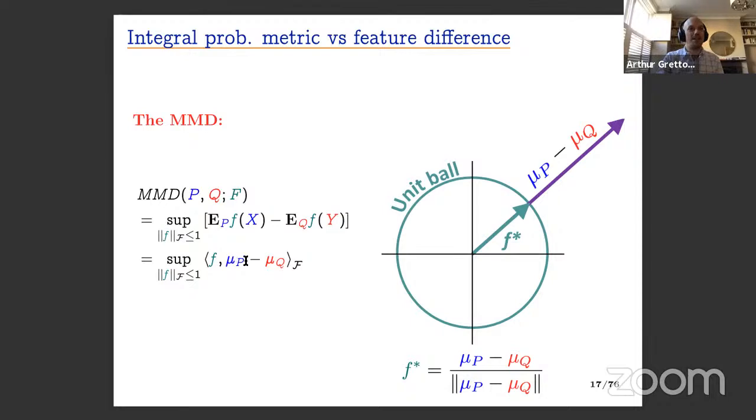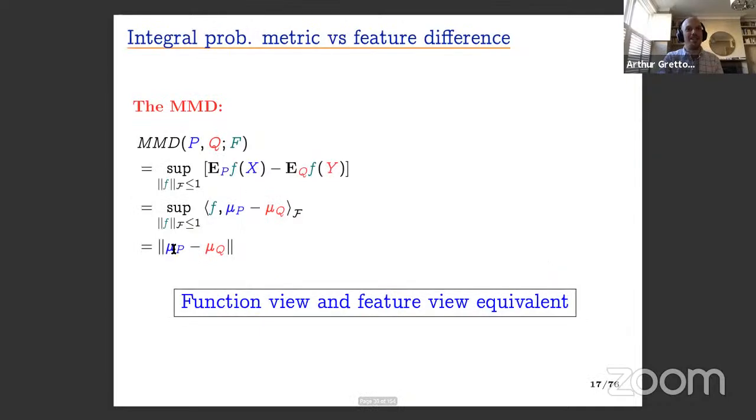Now, if I take the dot product of a vector and a unit vector pointing in the same direction, what do I get? I just get the norm of that vector, so the norm of the difference of expected features under P and expected features under Q. And that's our first view of MMD. So the second view of MMD is equivalent to the first view. Looking for a smooth function that maximizes the difference in expectations is equivalent to looking at the norm of the difference of expected features. The function view is equivalent to the feature view. So are there questions at this point?